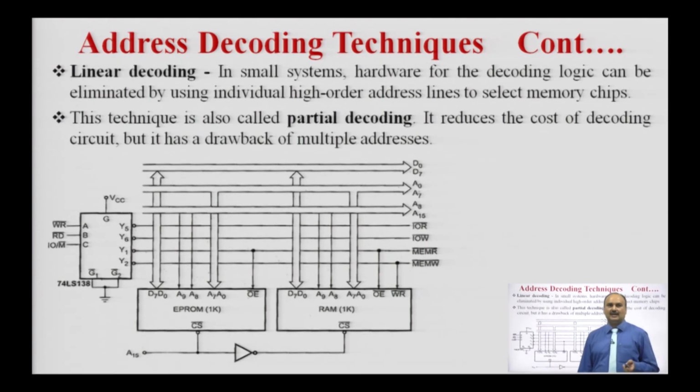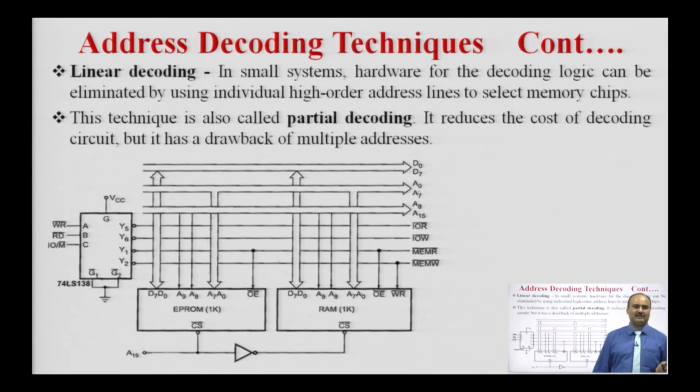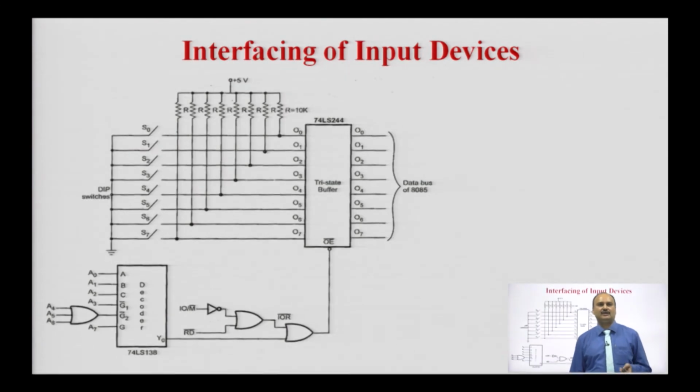So, this is the linear decoding technique, in which less hardware is used. That is why it is somewhat cheaper compared to the absolute decoding technique, because only one decoder is there. In the previous technique, we needed 2 decoder circuits, that is, two 3:8 decoder ICs. The first IC is used to generate the control signal, and the second IC is used to generate the chip select signal. So, this is the difference between the absolute decoding technique and the linear decoding technique.